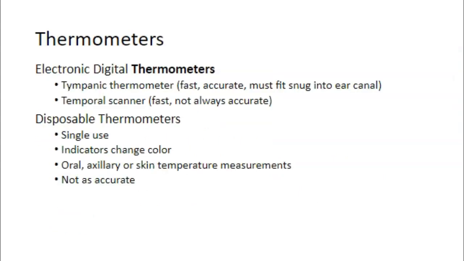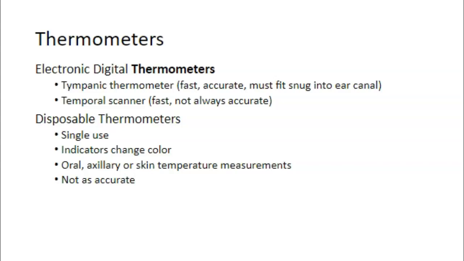There's a couple of different types of thermometers. We do have electronic digital thermometers. They're much quicker and faster than the old mercury ones, where you had to leave it for 3 to 5 minutes in order to get an accurate reading. The temporal scanners are fast, but they're not as accurate. You're taking a temperature on the forehead and then moving it over the temporal area.